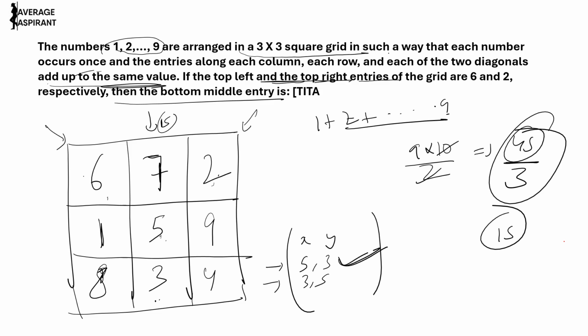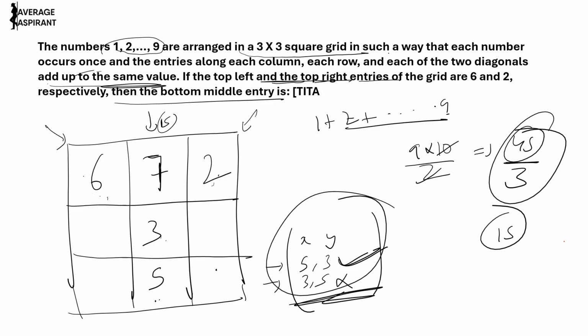This would be 9. It satisfies. Now let's take this to be 3, 5. If this is 3, 5, then what will happen? If x is 3, this is 5. So 6 plus 3 is again 9. Here, to make the sum 15, this should be 6. But 6 is already present here. So 3, 5 is not the case.